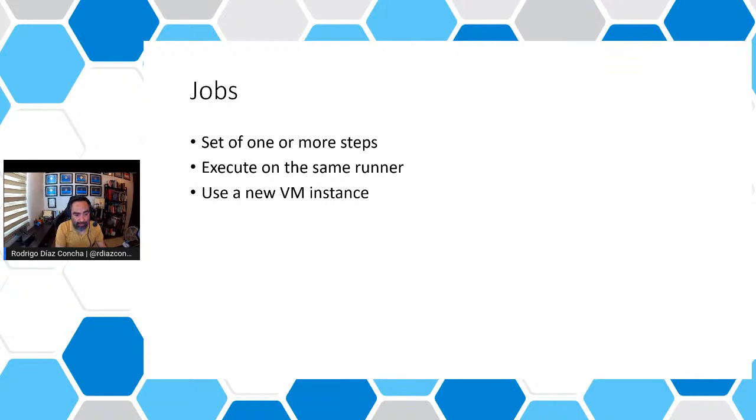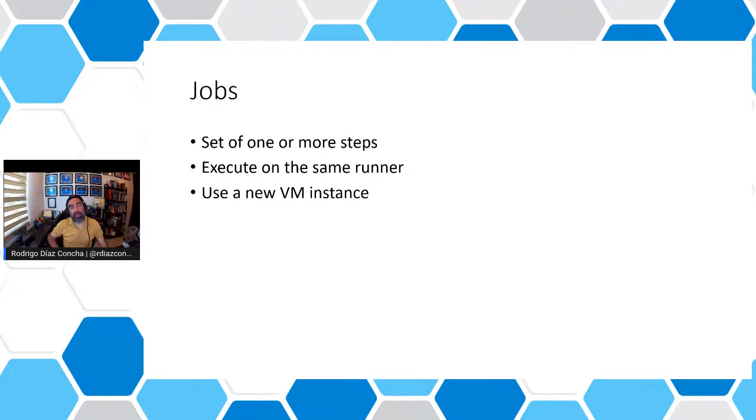Jobs, as I said before, are one or more steps, and jobs execute on the same runner. Okay, so for instance, if you say, hey, I want to build this .NET application, and I'm specifying Ubuntu latest, the job that has those actions to build the application, those actions are going to execute on the same runner because those actions are in the same job.